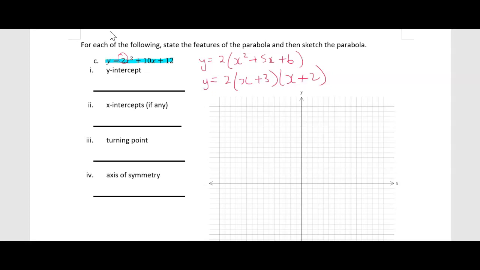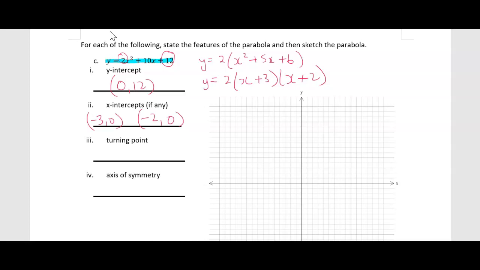Now my y-intercept, when it's expanded, is always going to be your constant, or you can just let x equal 0. So 0, 12, your y-intercept. Now this 2 at the front, it doesn't make any difference. So the x-intercepts are going to be at negative 3, 0 and negative 2, 0. Your turning point, remember, is halfway between negative 3 and negative 2.